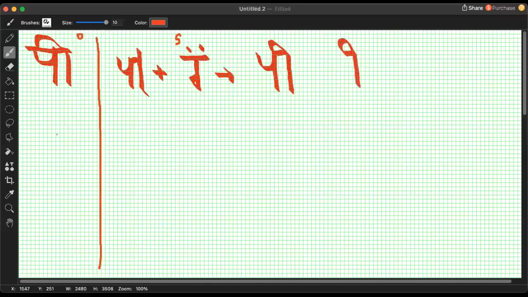Then we have, this is Devanagari pu. You have the root alphabet pa plus the u matra. We have u here.